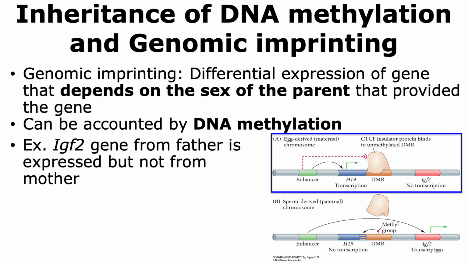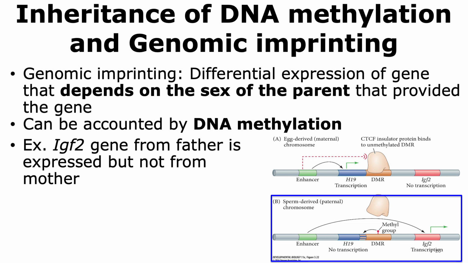Here we're looking at the DNA sequence that has the IGF2 gene that is obtained from the mother, or it is in the egg-derived chromosome. In this case, what we can see is that there is a DNA sequence called the DMR, where an insulator protein can bind. And thus the DMR actually functions as an insulator, and hence it prevents the expression of IGF2.